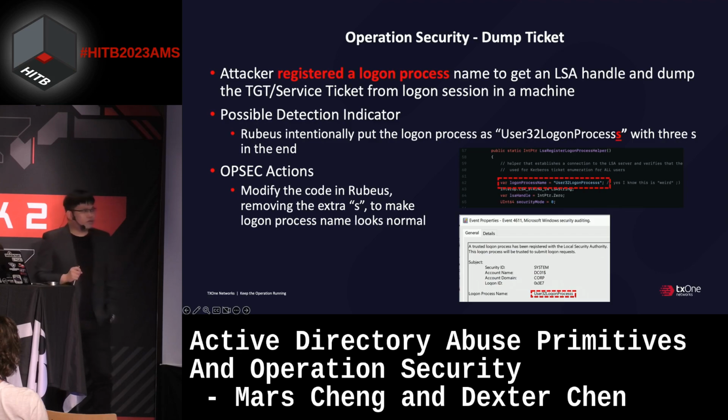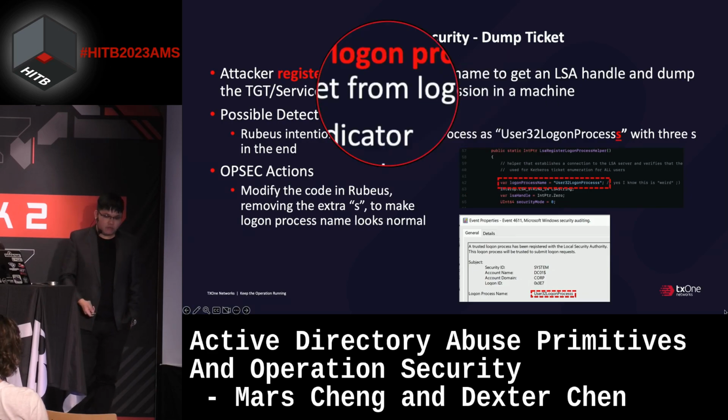And then when we perform a dump ticket, we will run LsaRegisterLogonProcess with an LSA handle. We want to dump the ticket. And if you use Rubeus to dump the ticket, in the Rubeus code, you will find here, hang on.